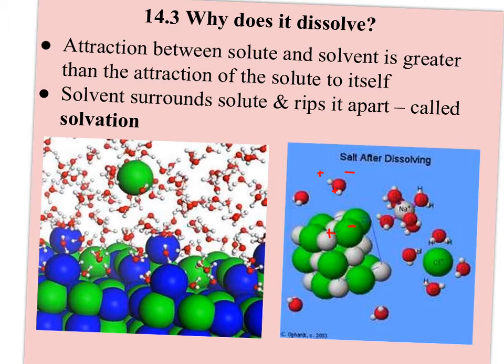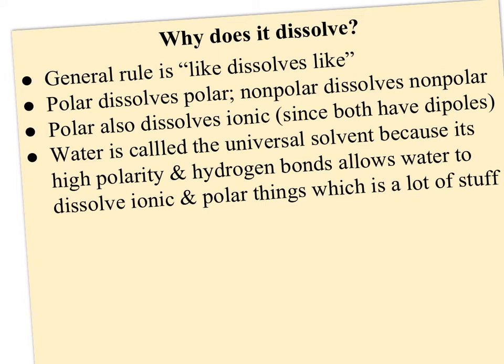So why does it dissolve? It all starts with an attraction. The general rule is like dissolves like, and what chemists mean by that is that polar substances will tend to dissolve other polar substances, while nonpolar things dissolve other nonpolar things. Now, ionic compounds aren't covalent, so they're neither considered polar or nonpolar, but really ionic is a really extreme polar. It's like a superpolar because the electrons have actually been transferred. So polar also dissolves ionic since they both have charges or dipoles.